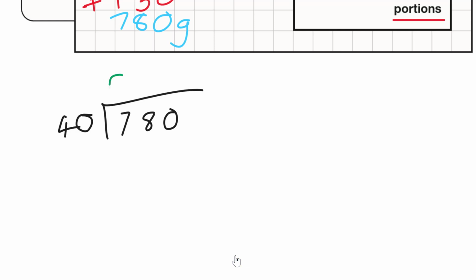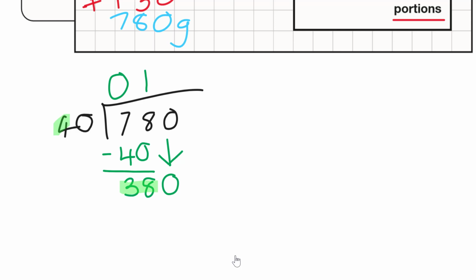So 40 doesn't go into 7. Then I've got 78. I know that 40 into 78 is only going to go once because 2 40s are 80. So I'm going to prove that. 40 times 1 is 40, and I'm going to subtract that from the 78. 8 take away nothing is 8, and 7 take away 4 is 3. Then we bring that down, and we've now got 380. How many 40s fit into 380? I know this because I am looking at 40 as a 4 and my 380 as a 38.